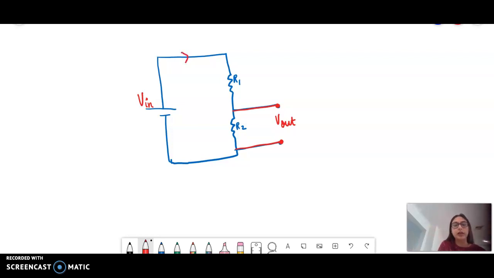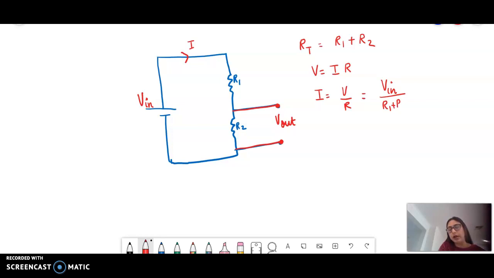So let's say the current in the circuit is I. Now we know that the total resistance in the circuit is R1 plus R2 because it is a series circuit. So using Ohm's law, V equals IR, the total current will be equal to V over R. What we are applying is, we've labeled it as V input, and R is the total resistance, so it's R1 plus R2. So this is the formula for the current in this circuit.